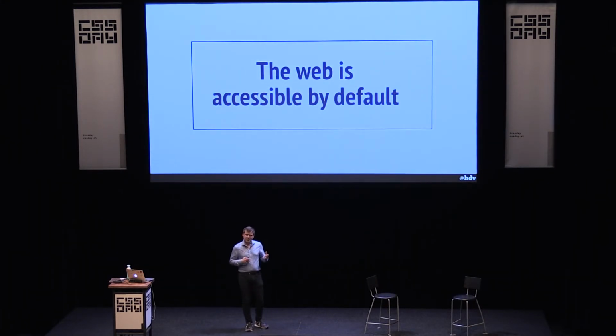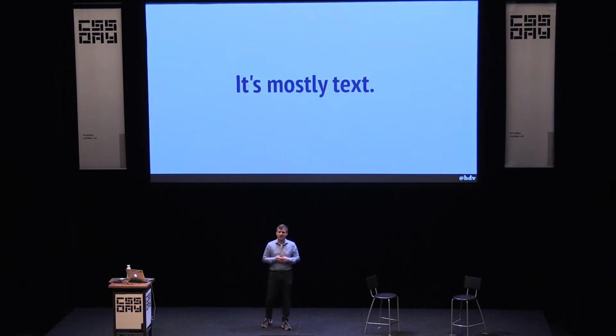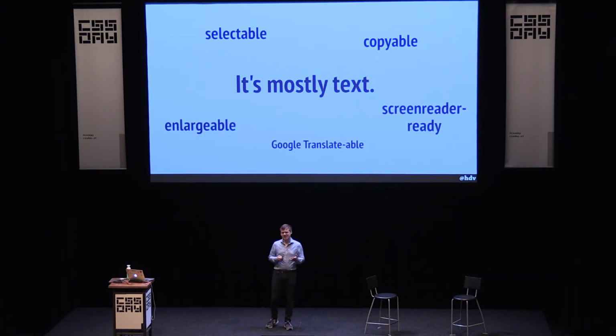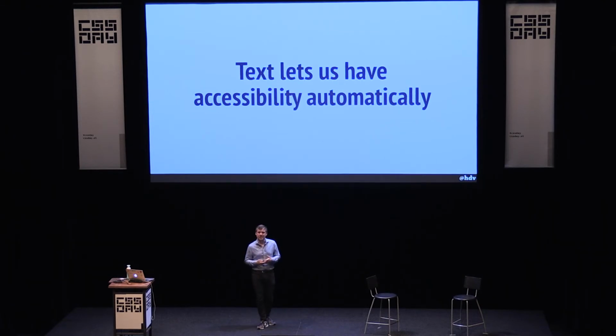Another great thing about the web is that it is accessible by default. Now, the reason for that is that it is mostly text. And that is very helpful, because you can select text, you can copy-paste it into other things. You can have it read out by screen readers, which is awesome. You don't need to record a voice that reads out your whole website. This will actually work already, because your website is all text, and screen readers can interpret that. You can make it larger if you can't see very well, and you can also put it into Google Translate. And I think these are all traits that let us kind of have accessibility automatically, because we have everything in text.